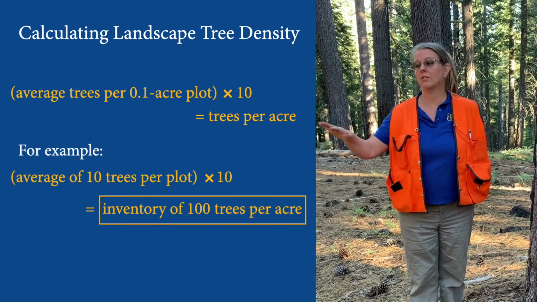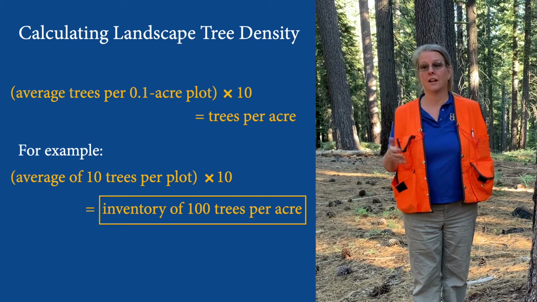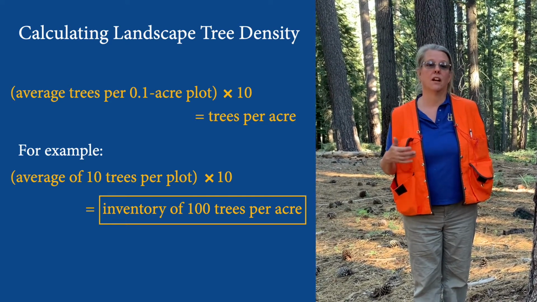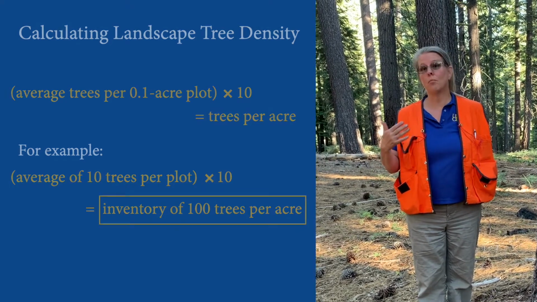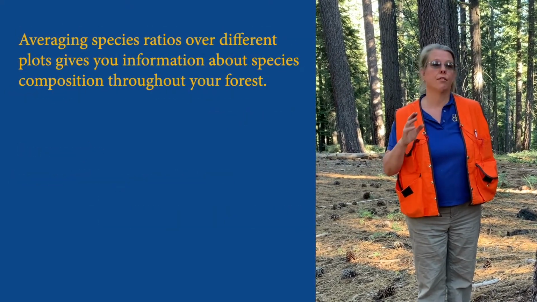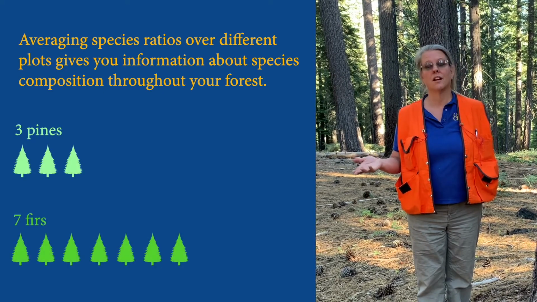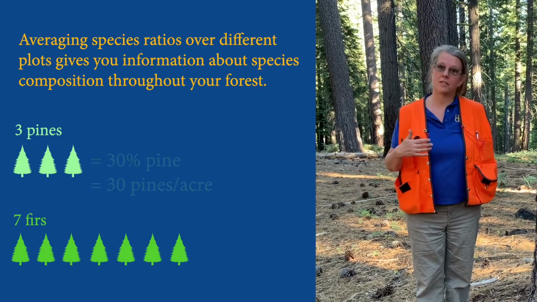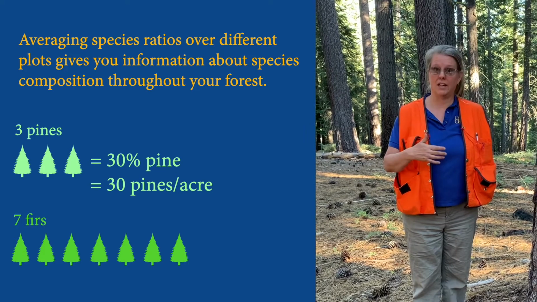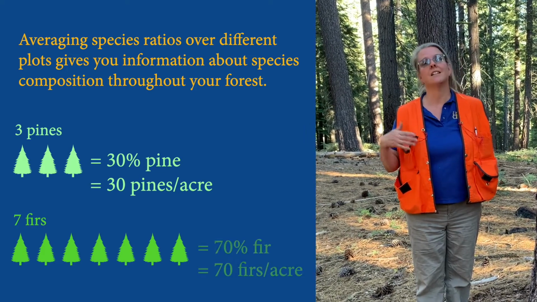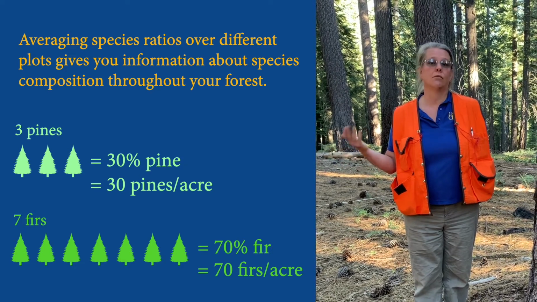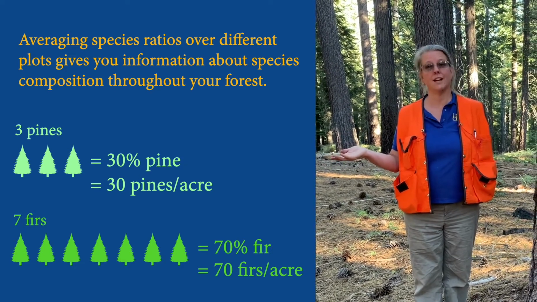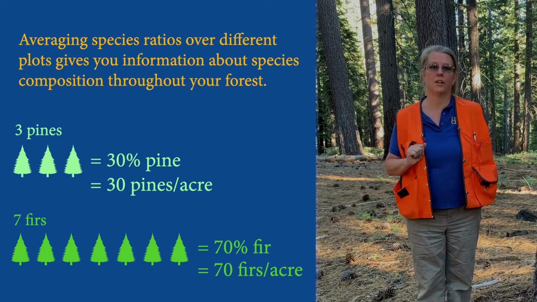And if that's my average across the landscape, I can say that those plots represent an inventory of 100 trees per acre. If I had the same proportion, let's say, of 3 pines and 7 firs, then I would say that 30% of the inventory was pine, 30 trees per acre, and 70% or 70 trees per acre was in fir. That's what I would understand as my outcome of my inventory.